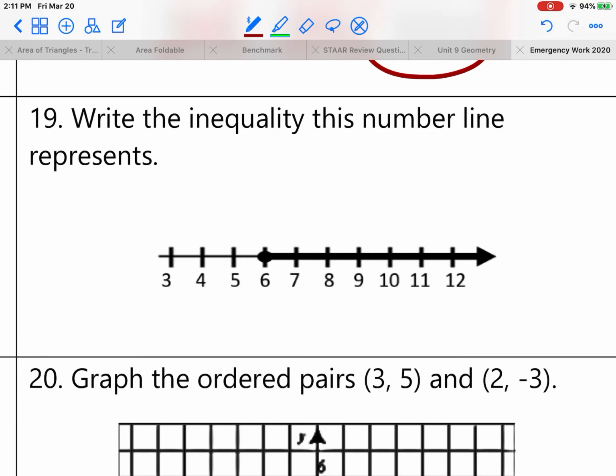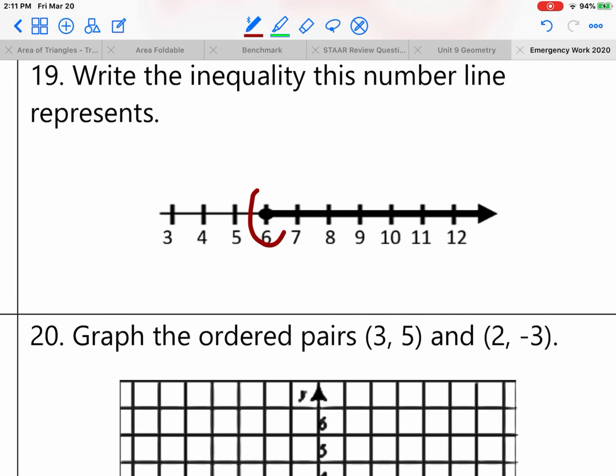Number 19. Write the inequality this number line represents. So this is a give me question. You should already know this. You can see that there's a closed circle on 6. The arrow points this way, and that means it's a greater than or equal to symbol. And you can start with any variable you like. I like x. X is greater than or equal to 6.